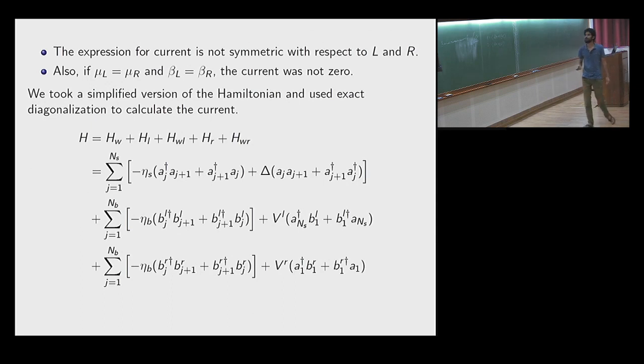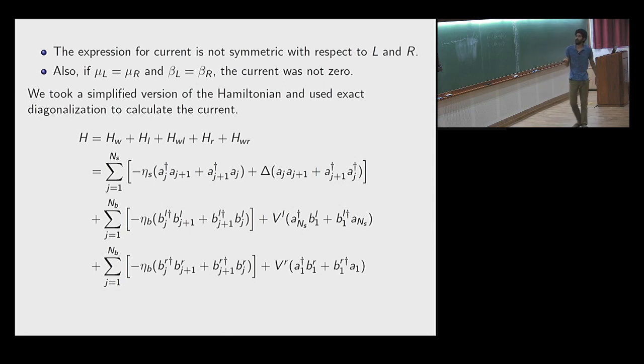For numerics, we took a nearest neighbor coupling, a simplified version of the Hamiltonian. The A's are system operators, B_L's are left bath operators, and B_R's are right bath operators. Only one site of the system is coupled to the bath. Basically, the end site of one wire is coupled to the first site of the bath from here, and likewise from the other end.